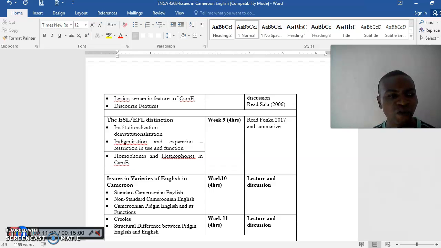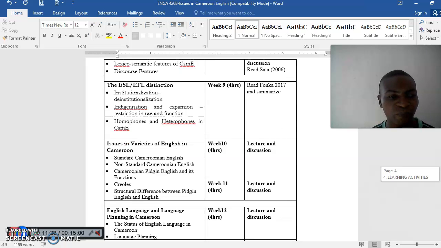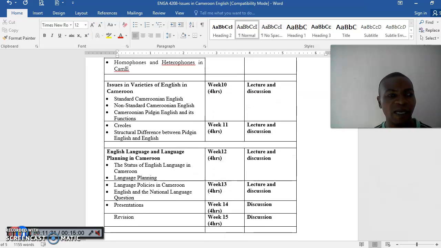And then we now move to ESL, English as a second language, and English as a foreign language distinction. And we'll look at institutionalization and disinstitutionalization of English, the indigenization and expansion. We also have homophones and heterophones in Cameroon English. So we also move to issues and varieties of Cameroon English.